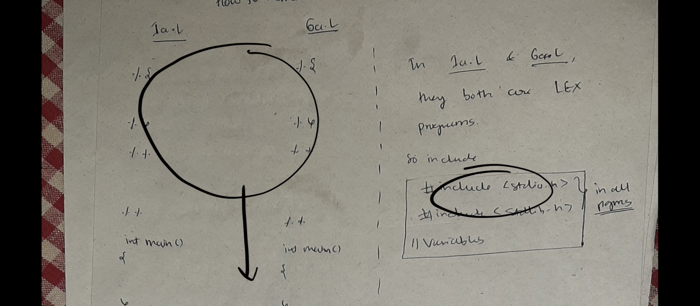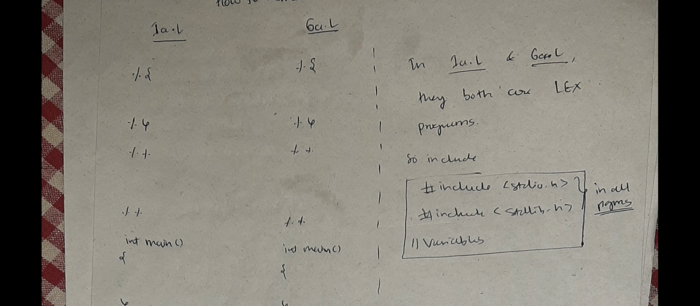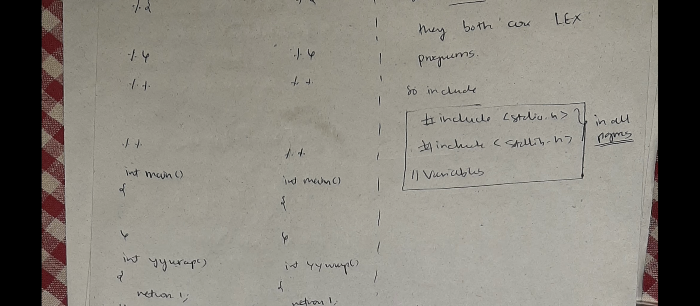Okay, all the programs in the categories 1, 2 and 6, you have to write these two things in the declaration part. Understood this much? Then we'll move forward.